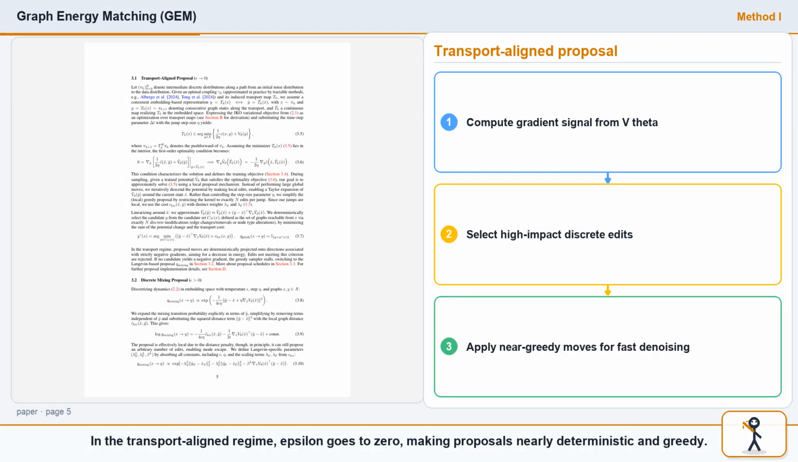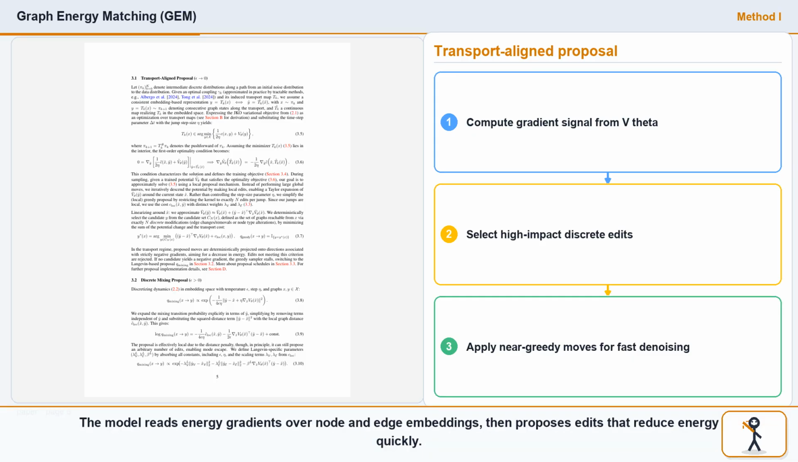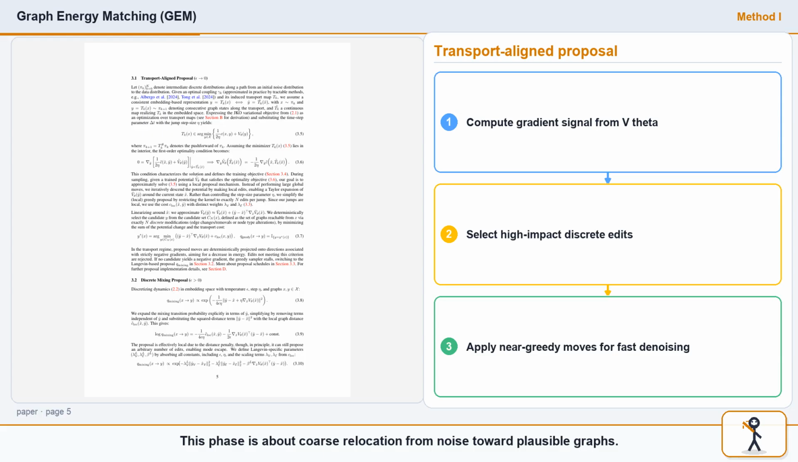In the transport-aligned regime, epsilon goes to 0, making proposals nearly deterministic and greedy. The model reads energy gradients over node and edge embeddings, then proposes edits that reduce energy quickly. This phase is about coarse relocation from noise toward plausible graphs.